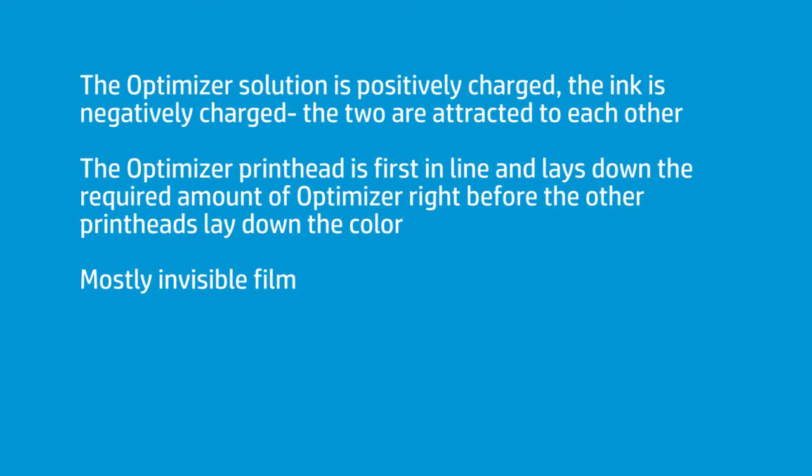Essentially, the Optimizer is a positively charged solution. I'll put it in kind of simple terms. And the inks are negatively charged, and they're attracted to one another. The Optimizer has its own print head. The Optimizer is treated just like an ink. And that print head is out a little bit in front of the other print heads. And the Optimizer, which is a mostly invisible film, it's a solution, goes down onto the material first.